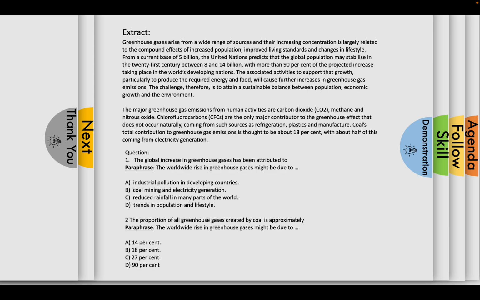Now you have to go to the passage and read one or two lines and understand whether they are talking about this or not. The paraphrase of the second question would be, the worldwide rise in greenhouse gases might be due to, sorry, I think this is wrong, I have incorrectly written it here. Here we are just asking about the number, like what is the amount of greenhouse gases created by coal. So you have to be careful, you have to understand the question and then try to paraphrase it.